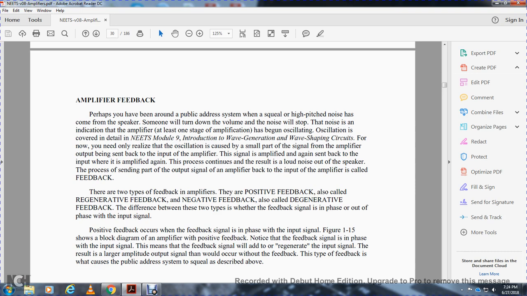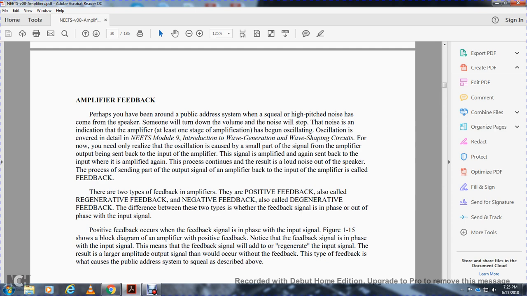For now, you need to know that oscillation occurs when a small part of the amplifier output signal is sent back to the amplifier input. The signal is amplified again and sent back to the input again. The process continues, resulting in a loud noise from the speaker. This process of sending part of the output signal of the amplifier back into the input is called feedback. The two types of feedback are positive feedback, also called regenerative feedback, and negative feedback, also called degenerative feedback.